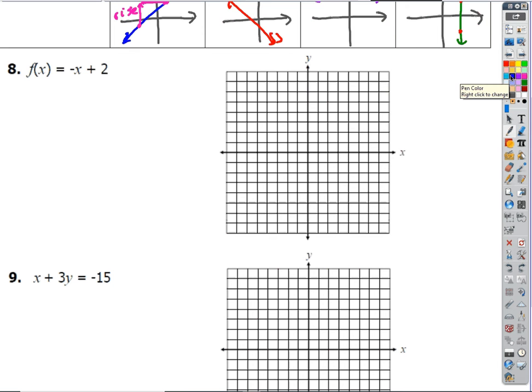John, say it again. Plug in, well, hold on now. I've got f of x equals negative x plus 2. What's our more familiar version of slope-intercept form? Instead of f of x, y. Yeah, so we'll just change it to y equals mx plus b.